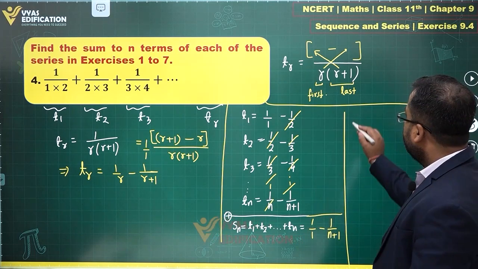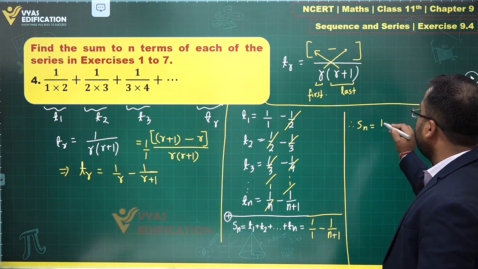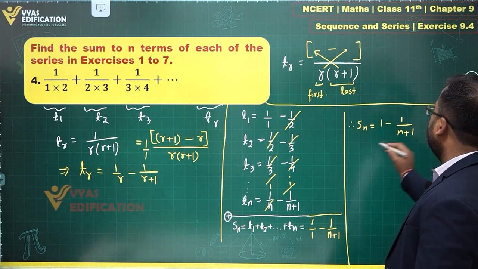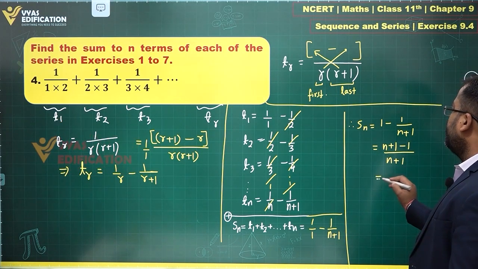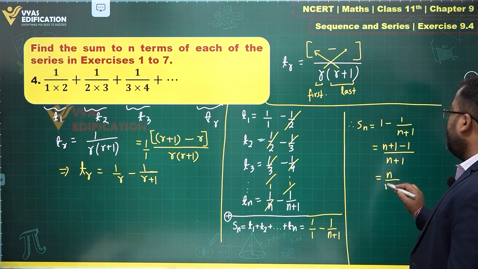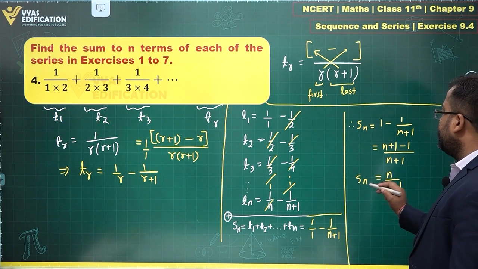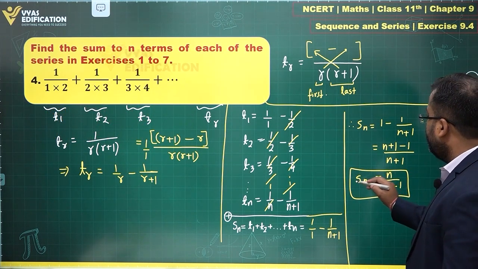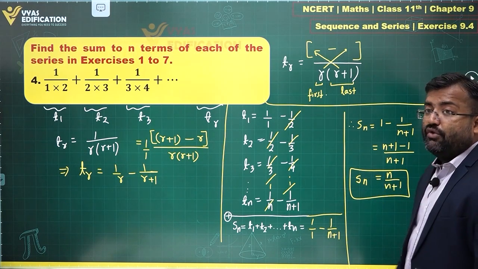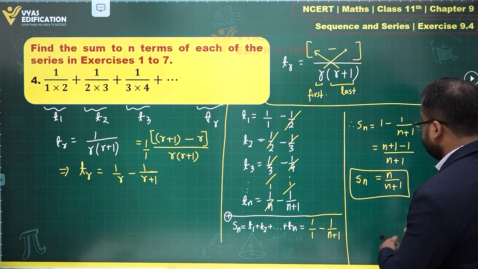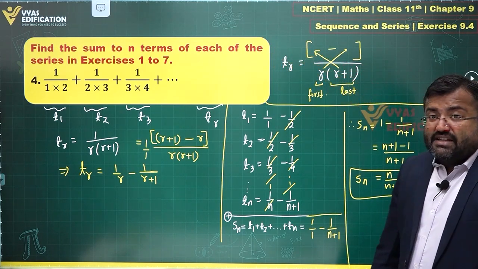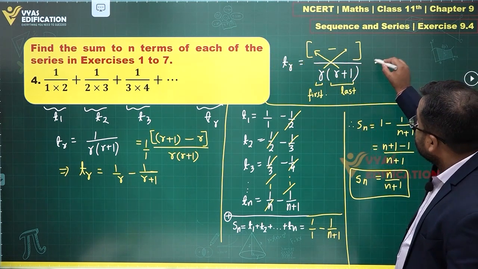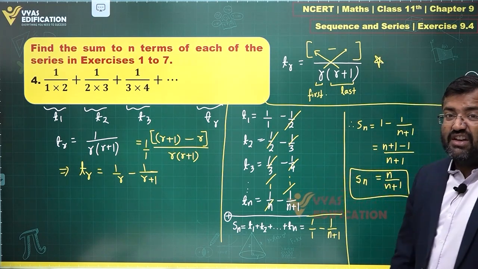Right? Therefore, Sn is 1 minus 1 upon n plus 1, which is n plus 1 minus 1 upon n plus 1, which is n upon n plus 1. This is Sn for us, and the complete approach for solving this kind of question. Sn is n upon n plus 1. That's all. Is there anything important in this? Yes, this is the most important thing, and this is very, very useful.